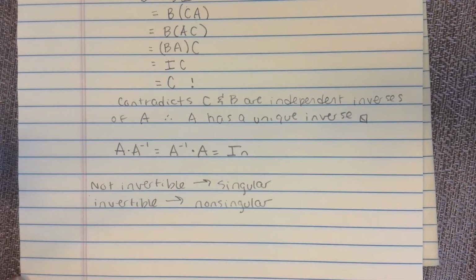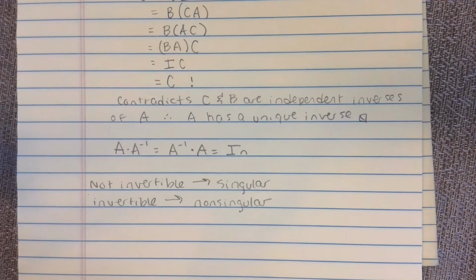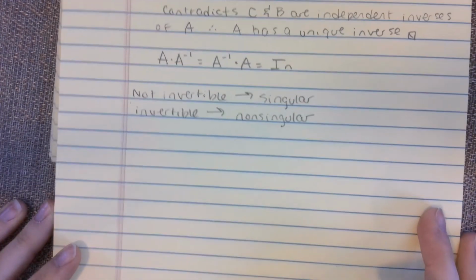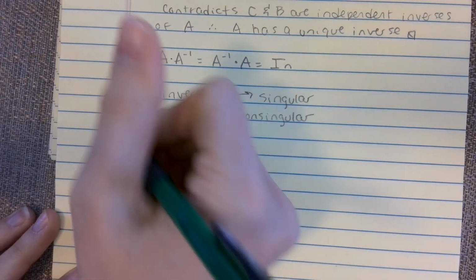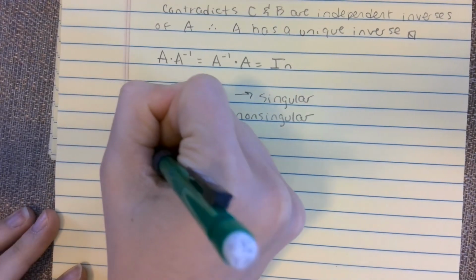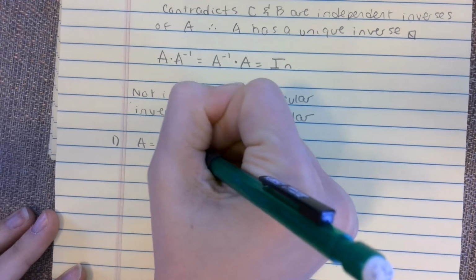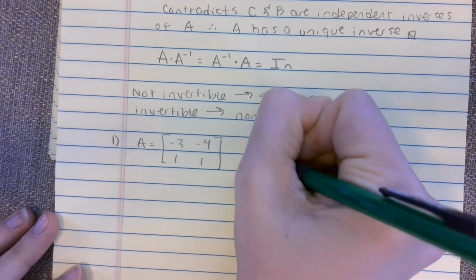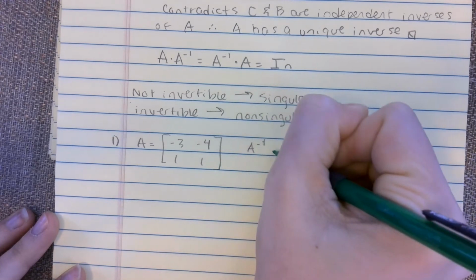Okay, and now we're going to talk about how we can find the inverse. There are a couple ways we could do it, some that are a little bit more simple than others, some that will require a little bit of a proof. So let's say example 1, we are given this matrix A, which is -3, -4, 1, 1, and we would like to find A inverse.